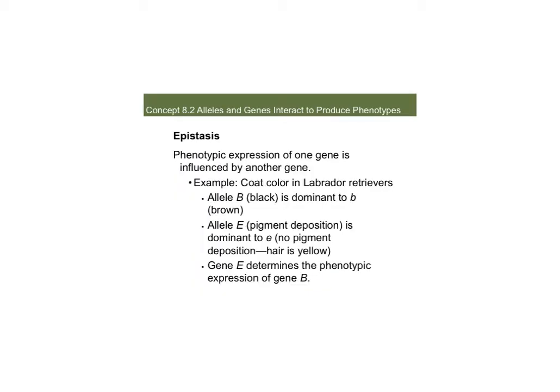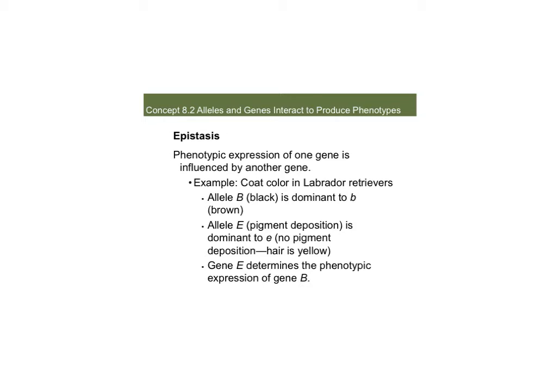Now, one important concept for you guys to understand is something called epistasis. Okay, what this means is that genes don't always act independently of each other. Sometimes the phenotypic expression of a gene is influenced by another separate gene. So one part of the chromosome that codes for a protein could be influenced by another piece of DNA somewhere else. So for example, if we're looking at gene B, you have two alleles, capital B and lowercase b.